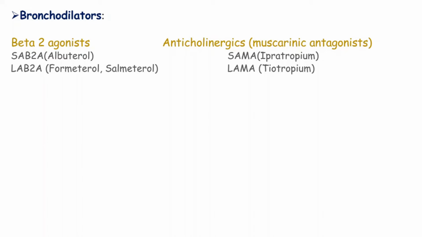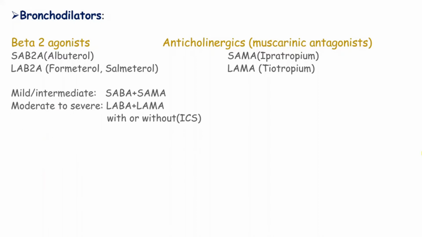Examples of SABA: albuterol. LABA: formoterol or salmeterol. Example of SAMA is ipratropium, and example of LAMA is tiotropium. In mild to intermediate cases, a combination of SAMA and SABA is used. In moderate to severe cases of COPD, where the FEV1 is often less than 60%, a long-acting bronchodilator, either LAMA or LABA, or a combination of LAMA and LABA is used. These can be given either in nebulized form or through a metered dose inhaler.